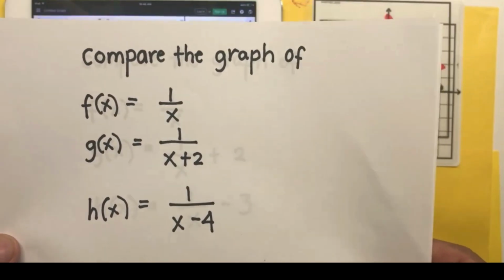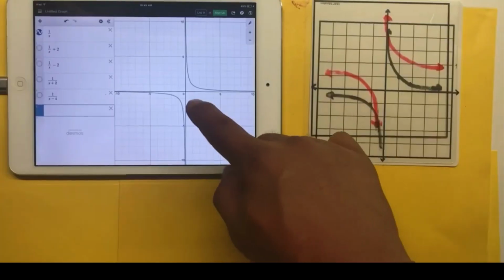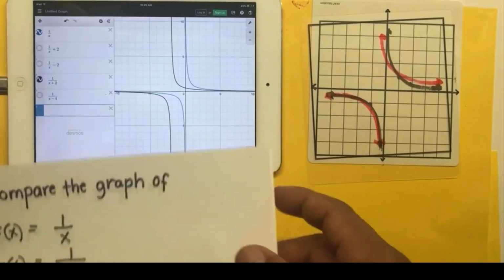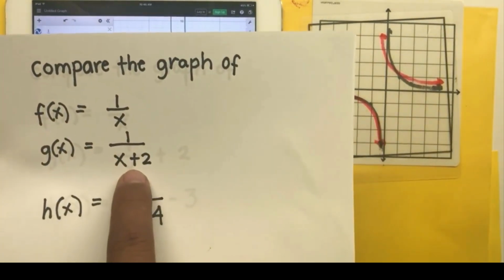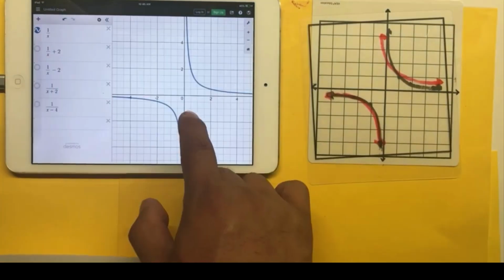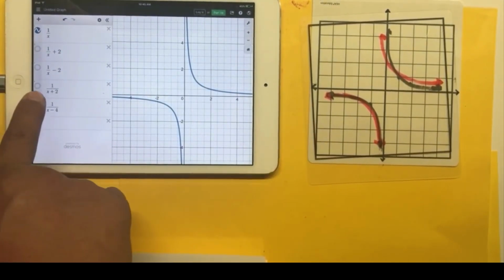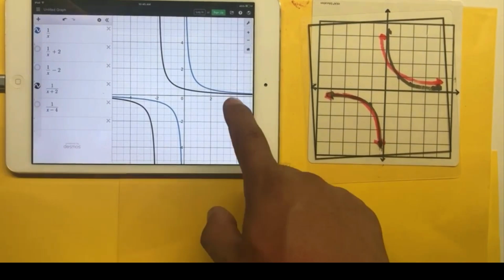Let's check again our Desmos graphing calculator. So this one is the original function, f of x equals 1 over x. The next one is when we added positive 2. So let's show it again. The blue one is the graph of f of x equals 1 over x. Then let's graph 1 over x plus 2. So what happens to the graph?